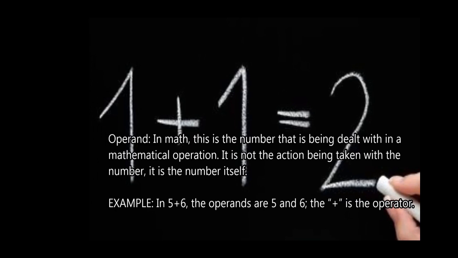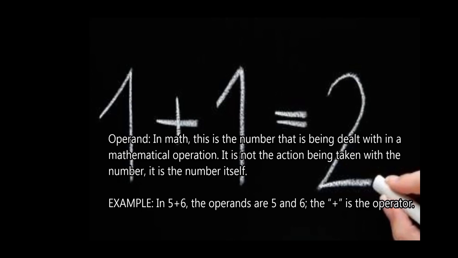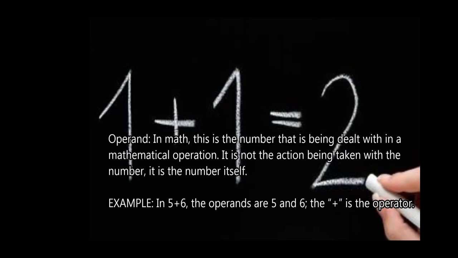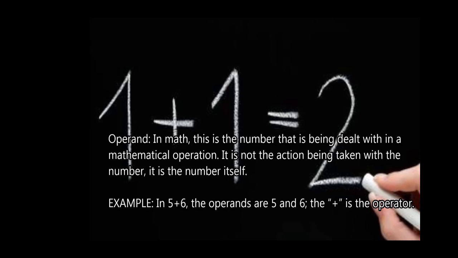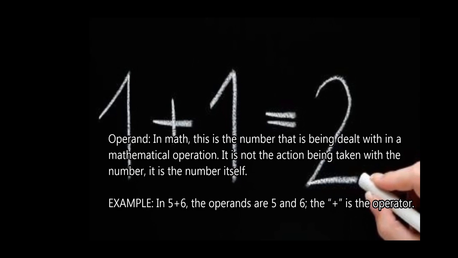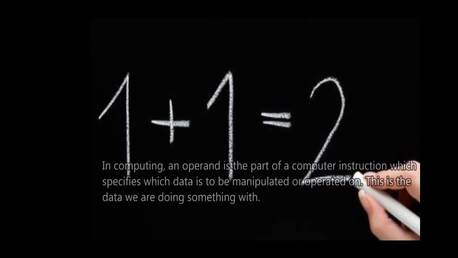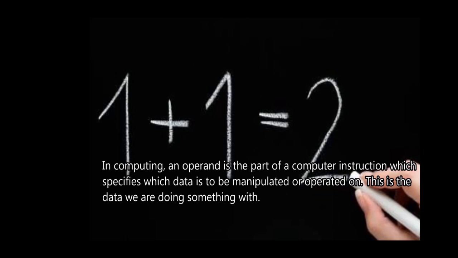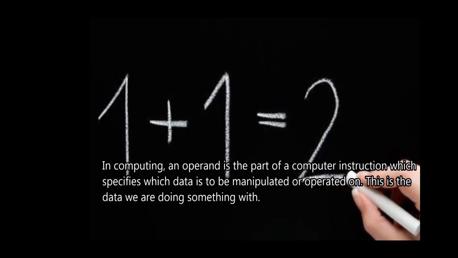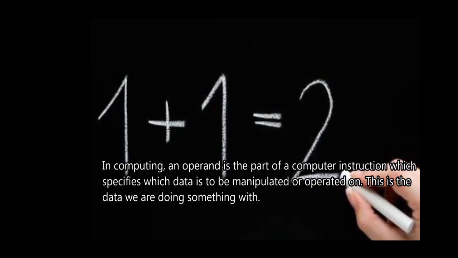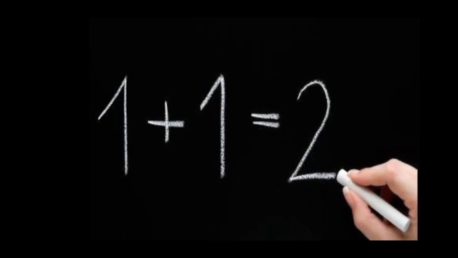Operand. In math, this is the number that is being dealt with in a mathematical operation. It is not the action being taken with the number, it is the number itself. Example, in 5 plus 6, the operands are 5 and 6. The plus sign is the operator. In computing, an operand is the part of a computer instruction which specifies which data is to be manipulated or operated on. This is the data we are doing something with.